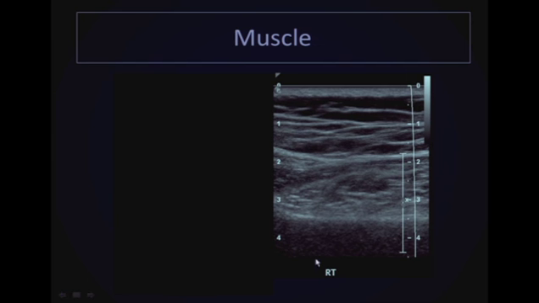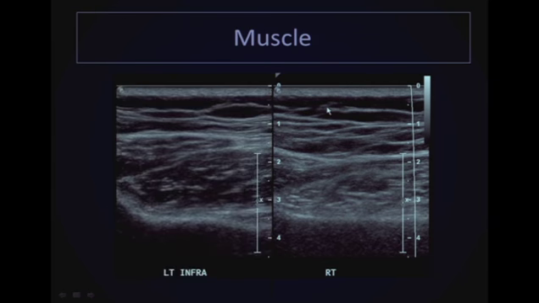Here is a patient. You can see the right infraspinatus muscle doesn't look so bad, especially when you compare it with the overlying muscle. But when you look at it compared with the other side, now you can see that this is the normal infraspinatus muscle, which is hypo to anechoic. And now you can see that there's volume loss and some increased echogenicity on the right.